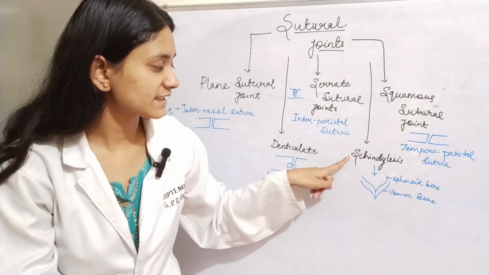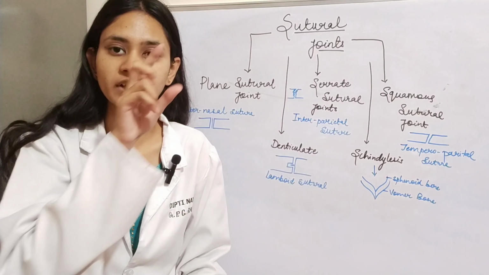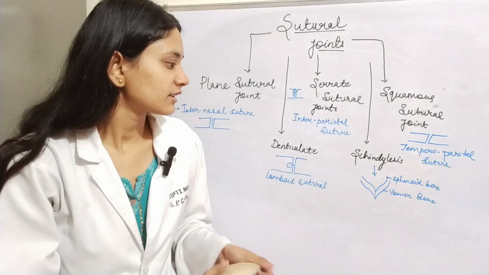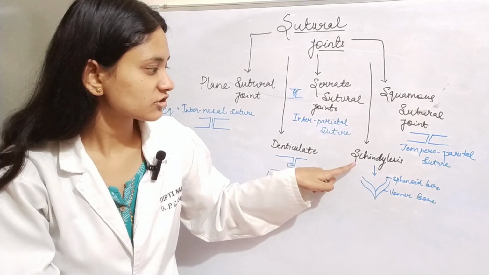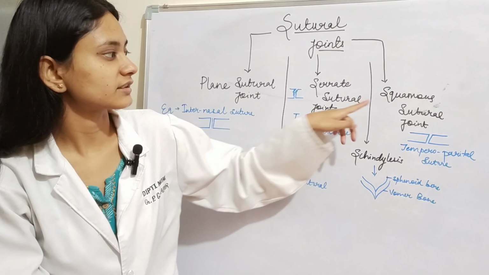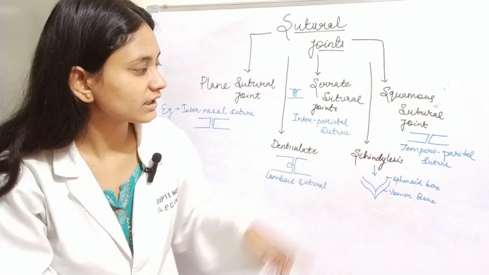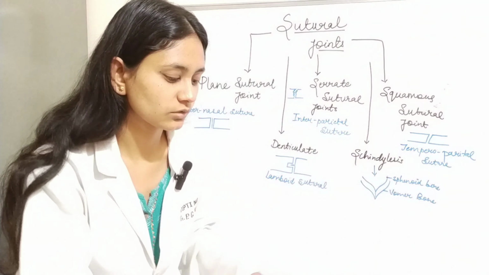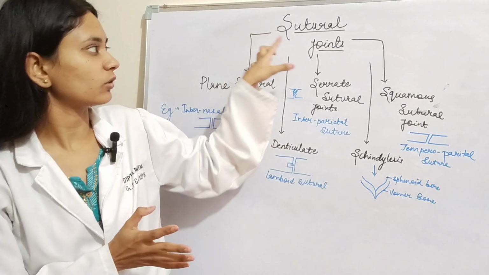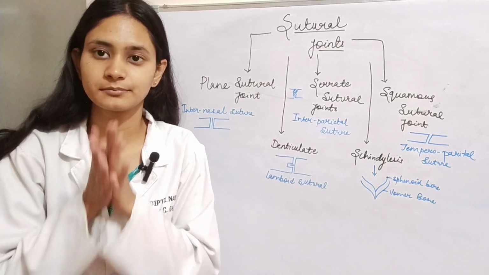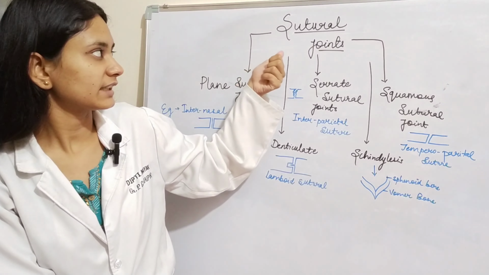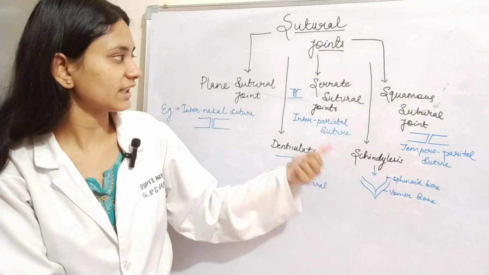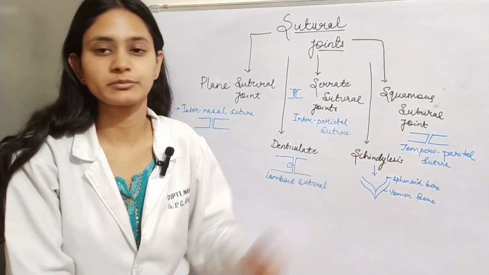We have schindylesis, it is present between the sphenoid bone, that is the butterfly shaped bone, and the vomer region. So between sphenoid and vomer bone, schindylesis sutural joint is present. Now we have squamous sutural joint. It is present between temporoparietal suture. So in the skull region we have all the sutural fibrous joint present, and then it is further divided into plain sutural, denticulate, schindylesis, serrate sutural and squamous sutural joint.